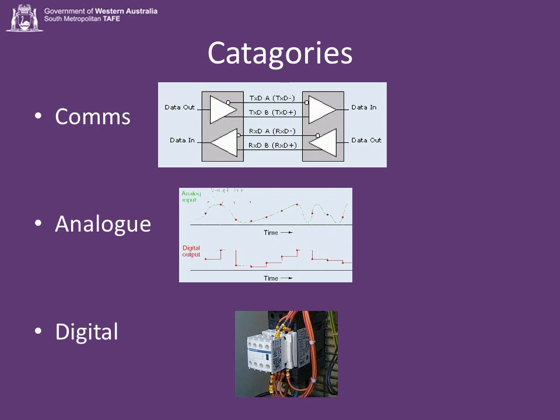So there's three categories of cable that we're going to be dealing with. The first one is comms, or communication. The second one is analog signals. They're 0 to 10 volts, 4 to 20 milliamps, that sort of thing. And the third category is digital. These are on-offs, either on-off signals going out to start and stop things like motors and pumps, or on-offs from switches.